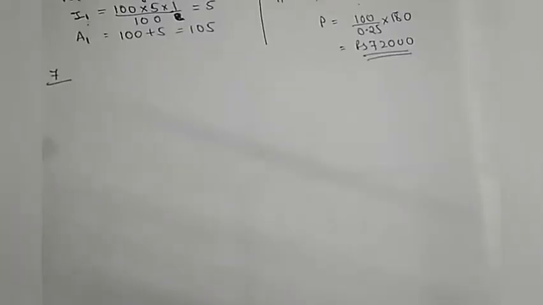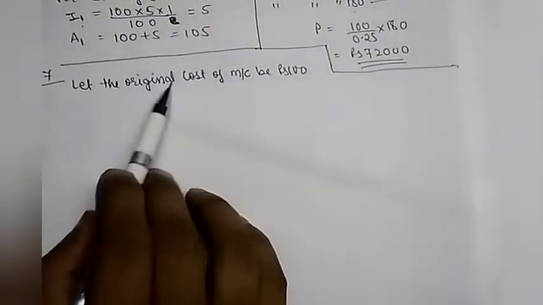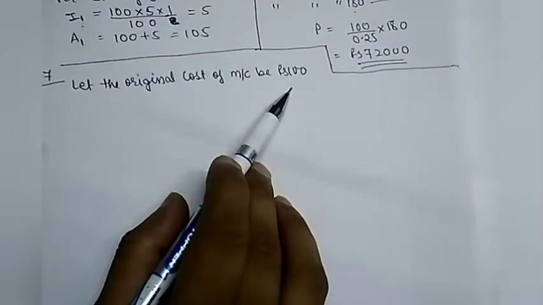Question number 7. A manufacturer estimates that his machine depreciates by 15% of its value at the beginning of the year. Find the original value of the machine if it depreciates by rupees 5,355 during the second year. See, it is an important question. Let us do it. We have to find the original cost of the machine. Let the original cost of the machine be rupees 100. So depreciation during the first year.